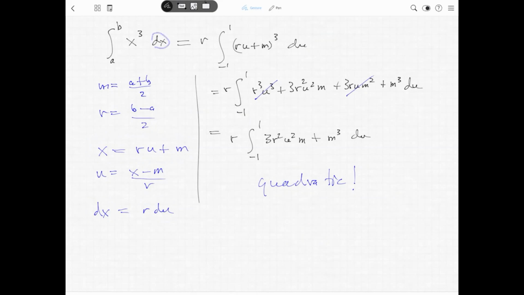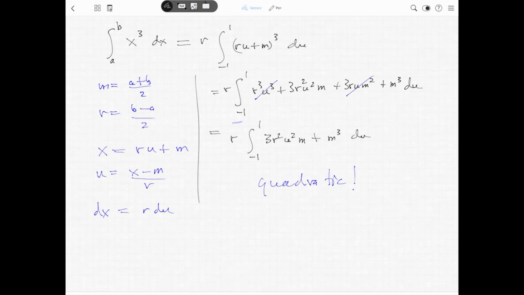So therefore, if I replace dx by r times du, a under this change of variables goes to -1, and b goes to 1. And x, of course, becomes ru plus m. So the integrand becomes (ru plus m) cubed. Now I'm going to expand this cube. We get r cubed u cubed plus 3 r squared u squared m plus 3 ru times m squared plus m cubed. Right? You remember how to expand a cube, a third power of a binomial, right?